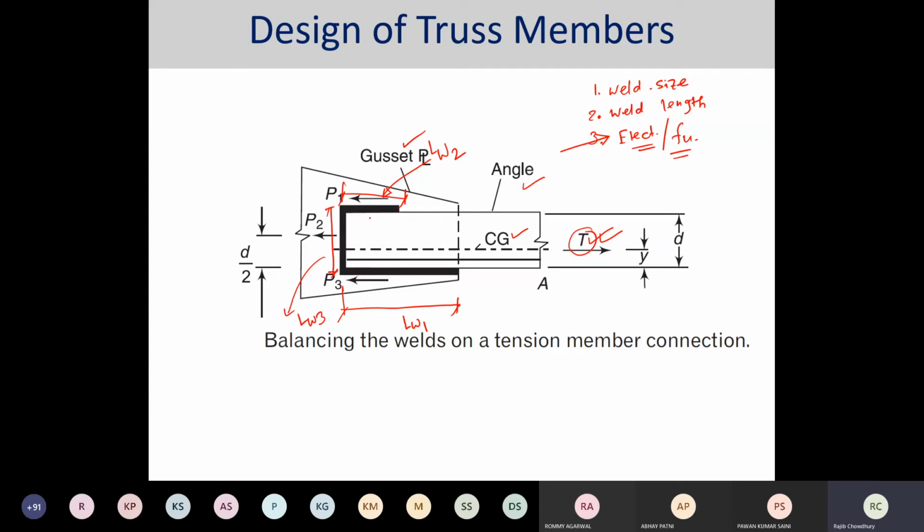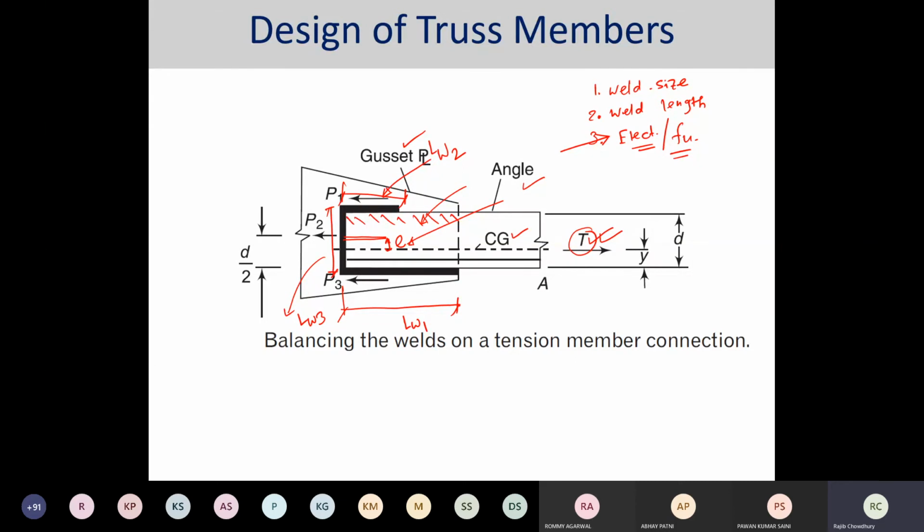On the top portion, I can easily do the welding for the entire length itself. But if I do that, I am going to make the CG of the weld over here. So there is a lever arm between the CG of the weld and the CG of the applied force. This eccentricity develops a couple, and that couple we are not including in our design.